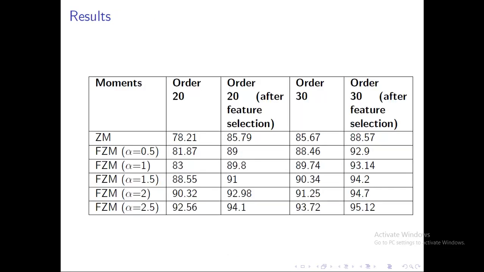These are the results obtained after experimentation. We have done experimentation at order 20 and order 30, with and without feature selection. Also we have calculated fractional order Zernike moments at different values of alpha and compared them to Zernike moments. It can be seen here that we have achieved the maximum accuracy of 95.12% using fractional order Zernike moments at alpha equal to 2.5 and at order 30 with feature selection.